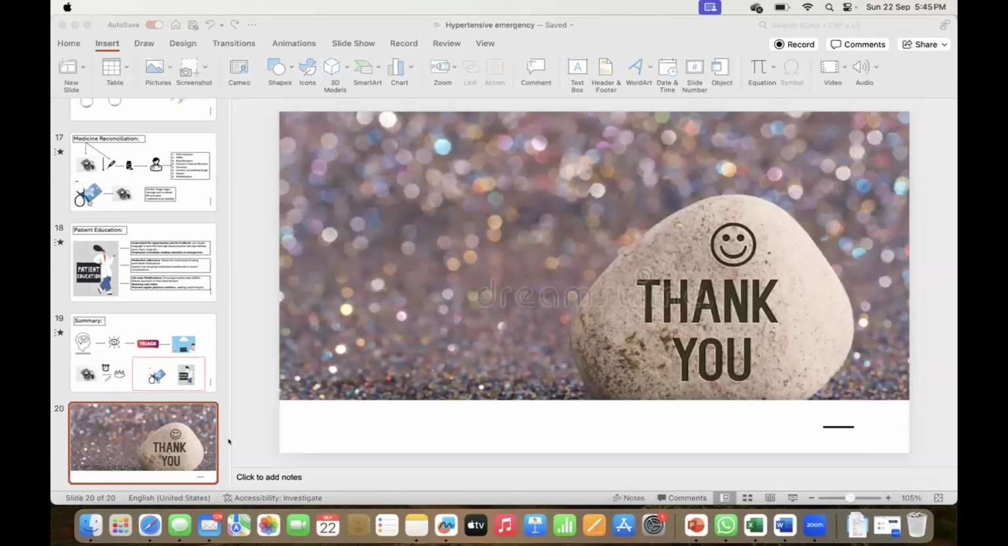So I think I'll move on to the next session. The next session is by Dr. Harsha Sagar on management of acute heart failure.